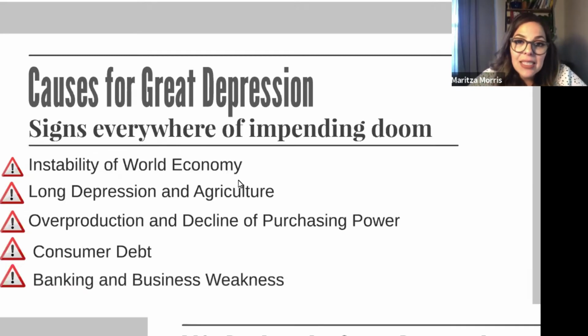And then lastly, right, this is one of the biggest factors leading up to the economic collapse. And that's banks and the business weaknesses, right? The lack of monitoring, lack of regulation that took place during the 20s. Remember that during the 20s, we had Republican presidents that were pro-business, business friendly, right? The business of the American people is business, right? That was what the mantra was.